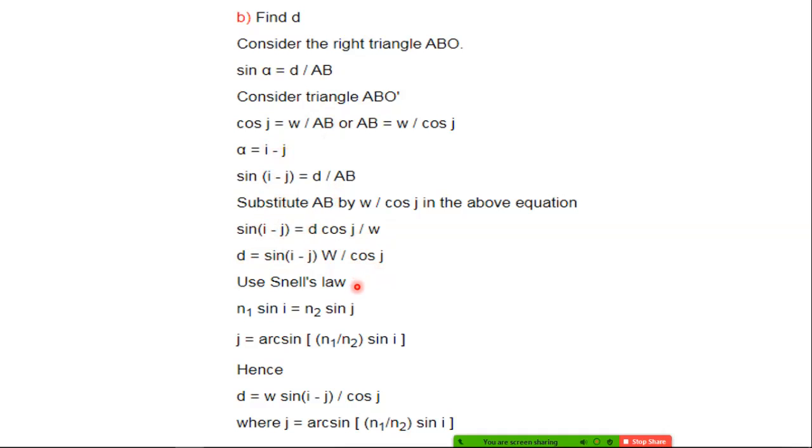By using Snell's law, n1 sine I is equal to n2 sine J, we can also write that J is equal to sine inverse of n1 by n2 into sine I. Putting this value of J in the upper equation, the value of d is equal to W sine (I minus J) divided by cos J, where J is equal to sine inverse of n1 by n2 into sine I.